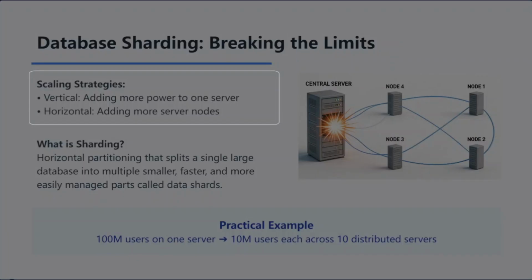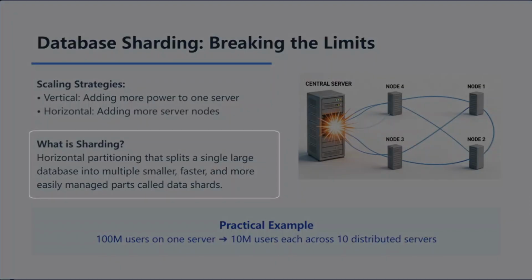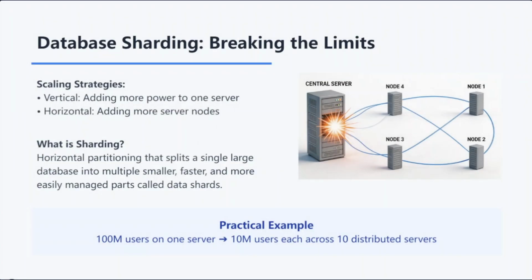In system design, we usually talk about 2 scaling strategies. Vertical scaling is like trying to build a taller and taller skyscraper on the same foundation, adding more RAM or CPU to one server. But there's a physical and financial ceiling to that. Horizontal scaling, on the other hand, is like building a whole neighborhood of smaller houses. It's much more flexible. Sharding is the primary way we achieve this horizontal scaling for databases. It's the process of splitting one giant table into multiple smaller parts, called shards, and distributing them across different servers.